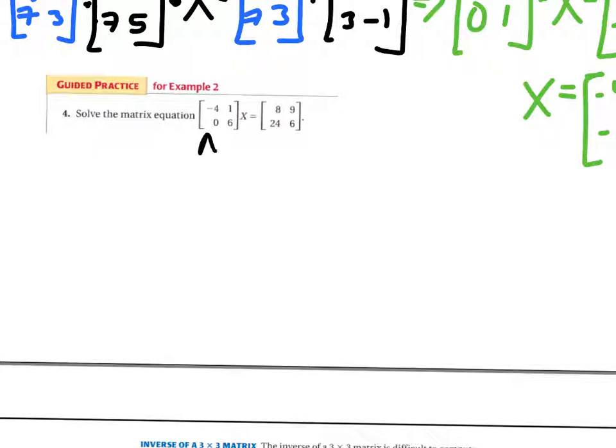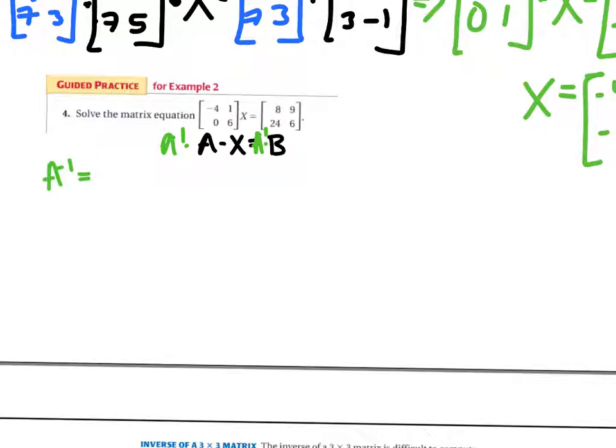I have a matrix A times some unknown matrix X, giving me this matrix B, and we need to find out what X is. Well, your rule is to undo that A that is being multiplied by X using inverse operations. Well, that's the inverse matrix. I'm going to multiply both sides by the inverse matrix. I need to find that inverse matrix before I can do that.